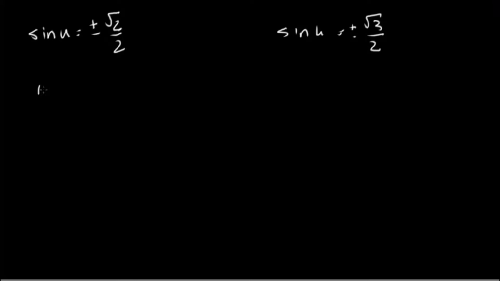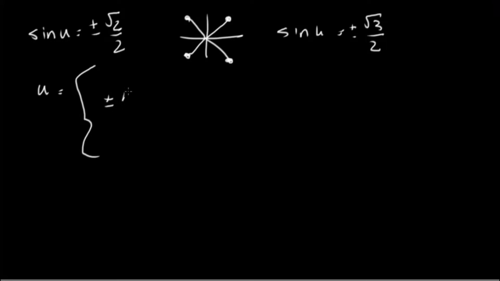Let's solve for u. There's a pretty large solution set here. When is u positive or negative root 2/2? That's going to be pi/4, 3 pi/4, 5 pi/4, and 7 pi/4. So basically, let's just write it as plus or minus pi/4 and plus or minus 3 pi/4. That's going to cover all bases. Positive pi/4, negative pi/4, positive 3 pi/4, negative 3 pi/4.